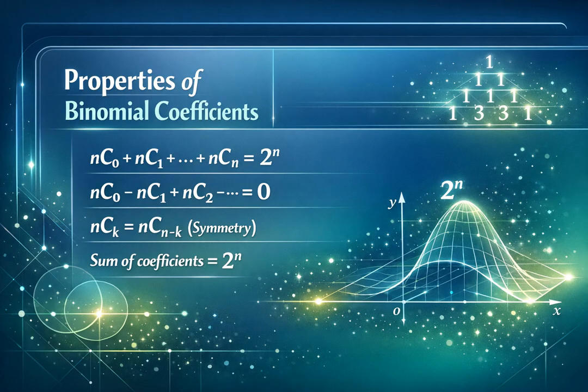Important properties of binomial coefficients. The sum nC0 plus nC1 plus ... plus nCn equals 2 to the n. The alternating sum nC0 minus nC1 plus nC2 minus ... equals 0. Symmetry: nCk equals nC(n minus k). These properties follow from setting x equal to 1 or x equal to negative 1 in special cases.